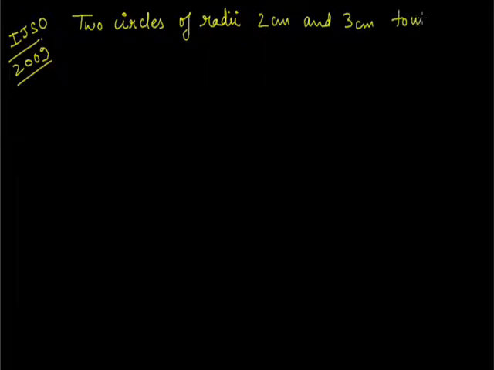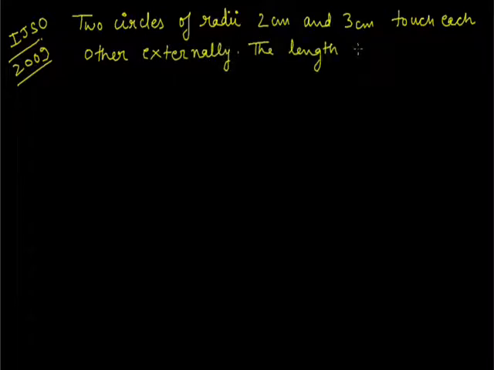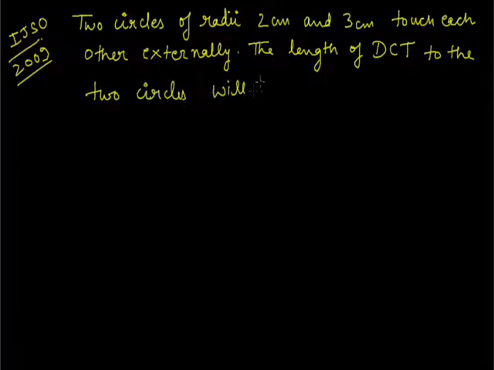The question is, two circles of radii 2 centimeter and 3 centimeter touch each other externally. The length of direct common tangent (writing it in short, direct common tangent) to the two circles will be. So what you need to find over here is the length of direct common tangent.